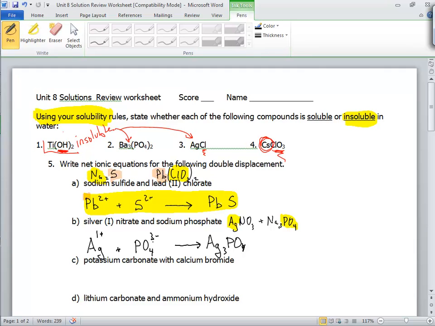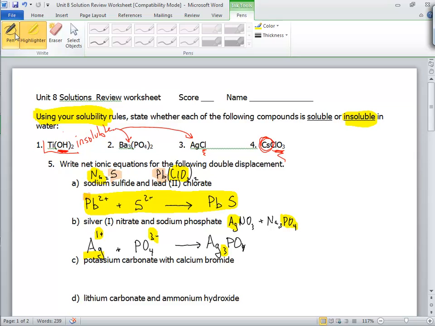So we have the ions and the final product, but it is not balanced. And it's not balanced for two reasons. One reason is we have 3 silver here and only 1 silver here. So the silver is not balanced. Also, if we look at the charges, they are not balanced.